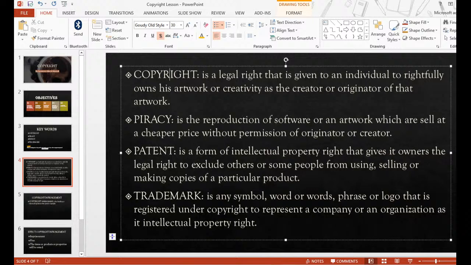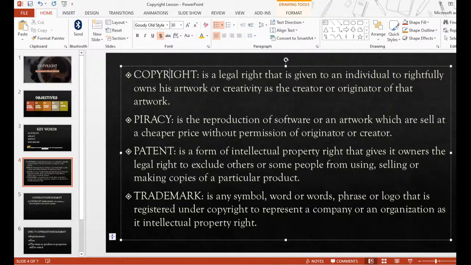It's having some kind of limit on it. And usually this right is given to these individuals by the state or by the government.